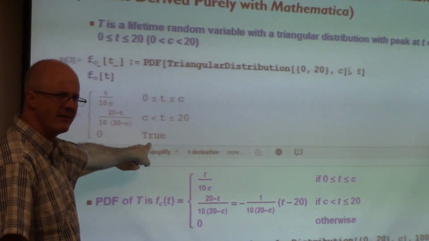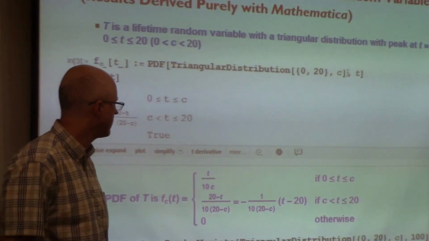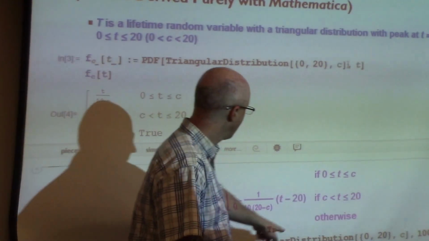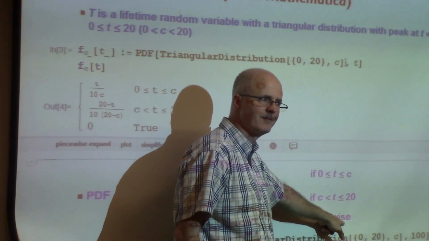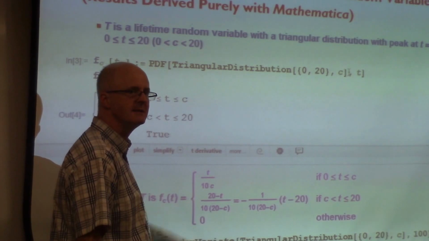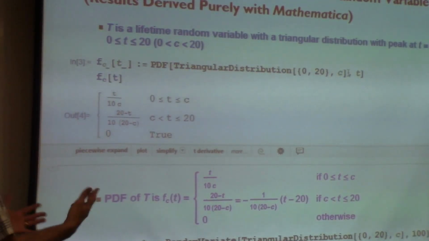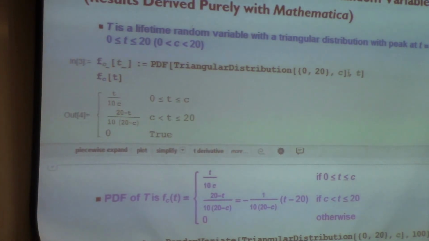0 when true, that's a little confusing. Essentially, the PDF is 0 outside of the range between 0 and 20. I put the word otherwise there. So we mostly focus on the non-zero pieces, where the graph is non-zero. That's the PDF. Makes sense.